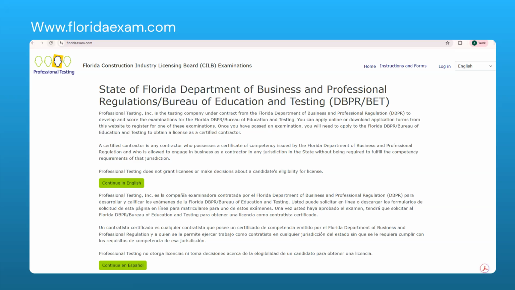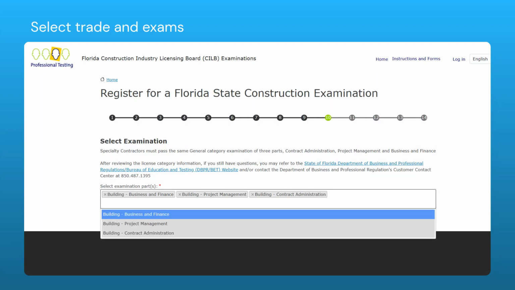Before you can schedule your exam, you first need to register through Professional Testing, Inc. at www.floridaexam.com. Professional Testing handles the registration process for Florida's Construction Industry Licensing Board examinations. The examination parts you need to register for depend on your contractor category.